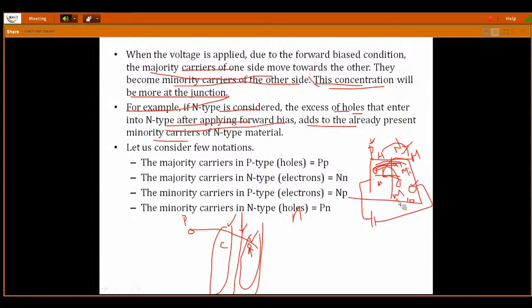After forward bias, 100 more holes come to here. In total it becomes 110 electrons, and 110 holes are there in the N region. The minority charge concentration is more in the N region as well as in the P region. The same thing is going to happen. Right. Now, there is a small notation here, just remember the notation.